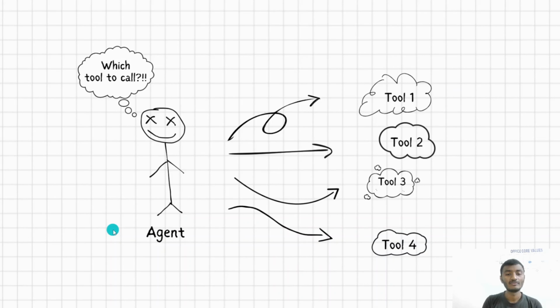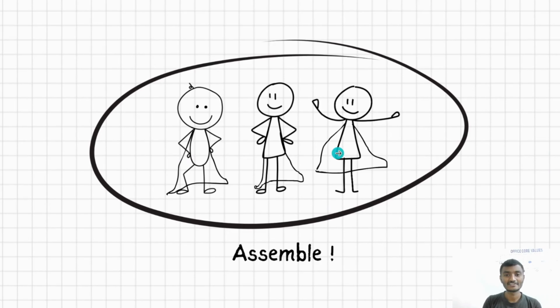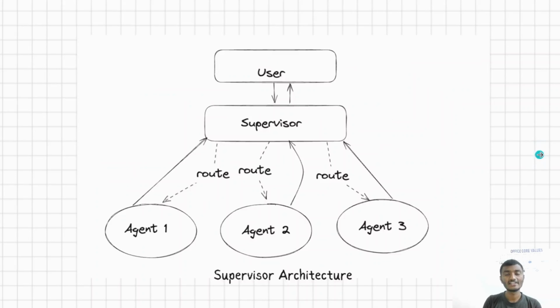I mean, when a single agent is given too many tools, it often makes poor decisions about which tool should be called. Then what is the solution? Instead of relying on a single agent for everything, we assemble multiple agents to form a multi-agent architecture. In this, every agent is good at a specific task. In this video, we are going to see one such multi-agent architecture called supervisor architecture.